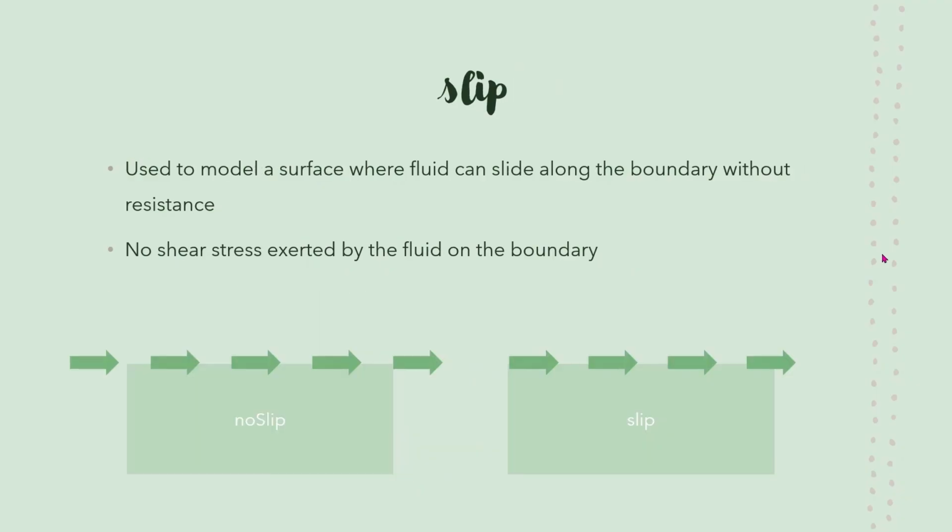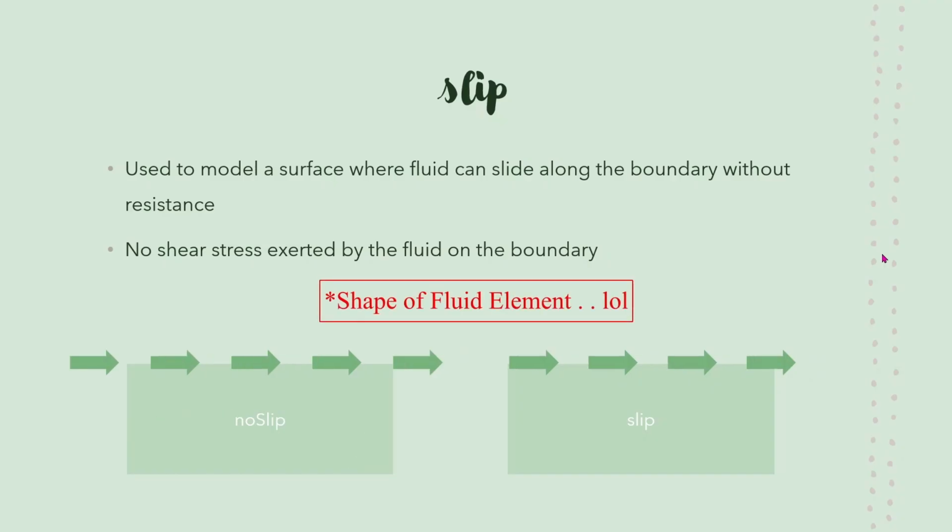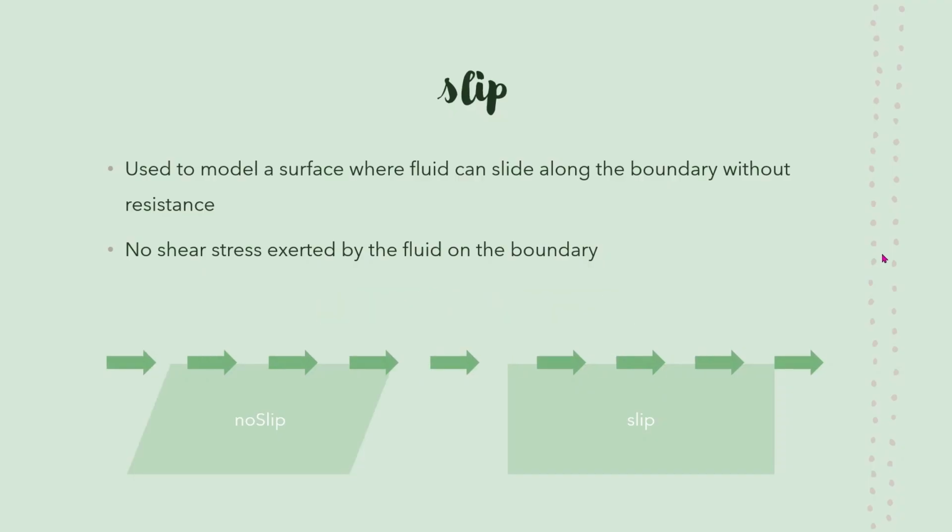Slip boundary condition. This is effectively used to model a surface where fluid can slide on top of a particular boundary. Earlier, we talked about the no slip boundary condition where the fluid tends to stick to your boundary. This particular condition is useful for cases where you don't want shear stress to be exerted by the fluid on top of your boundary, essentially simulating a free stream, so to speak. So if you have a no slip condition, you may see that the shape changes in this sense, whereas in the slip condition, the shape may not change. So that's where this is useful.